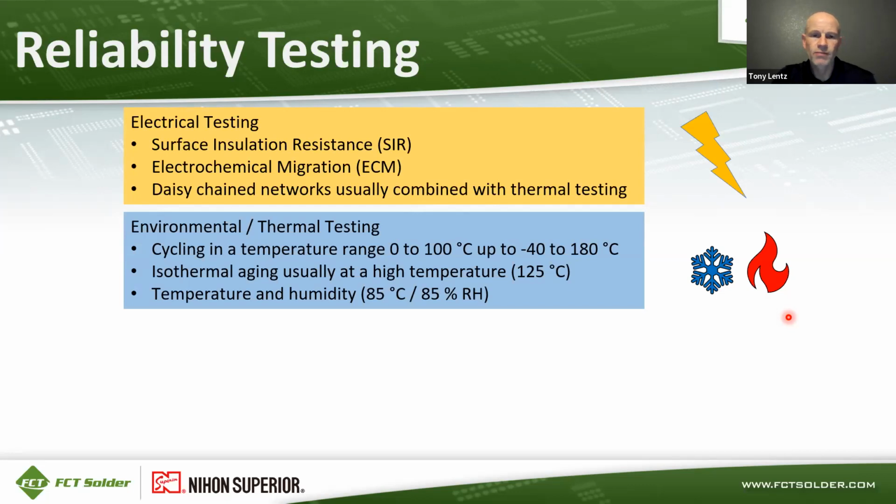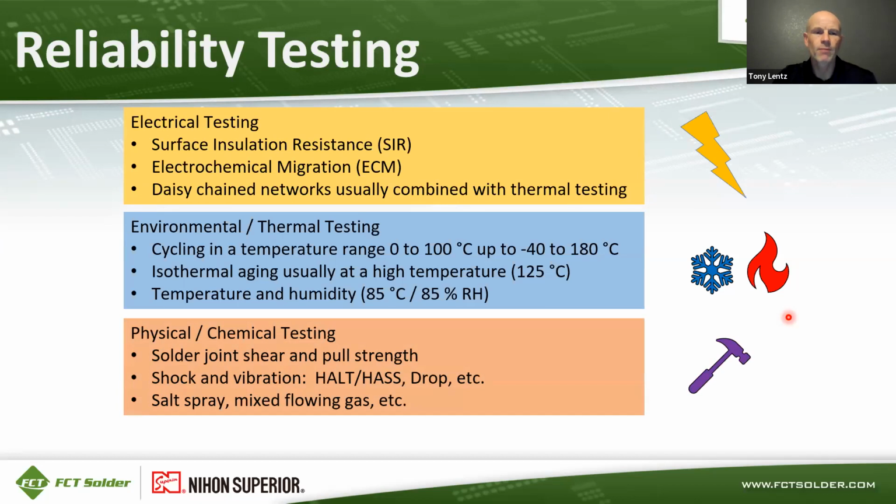Isothermal aging can also be done. Usually we'd pick a high temperature for that, like 125 C. And then you might incorporate temperature and humidity cycling or a static temperature and humidity like 85 C with 85% RH in order to add that element of what happens when there are higher moisture levels present. Is that going to cause an electrical failure on that electronic assembly?